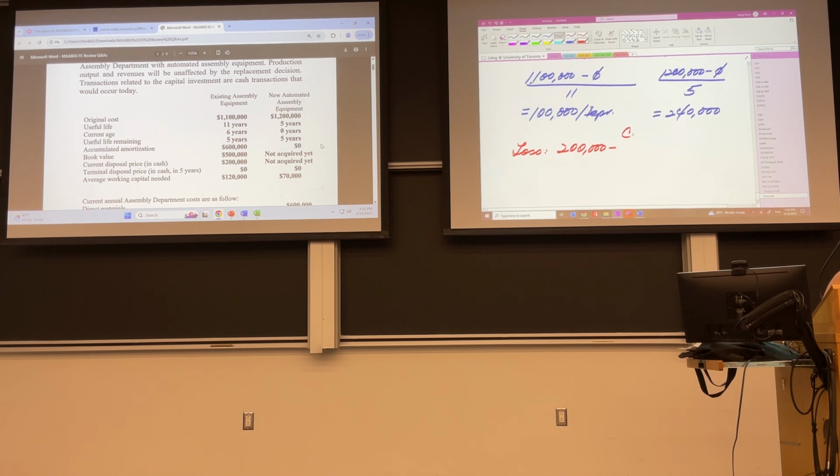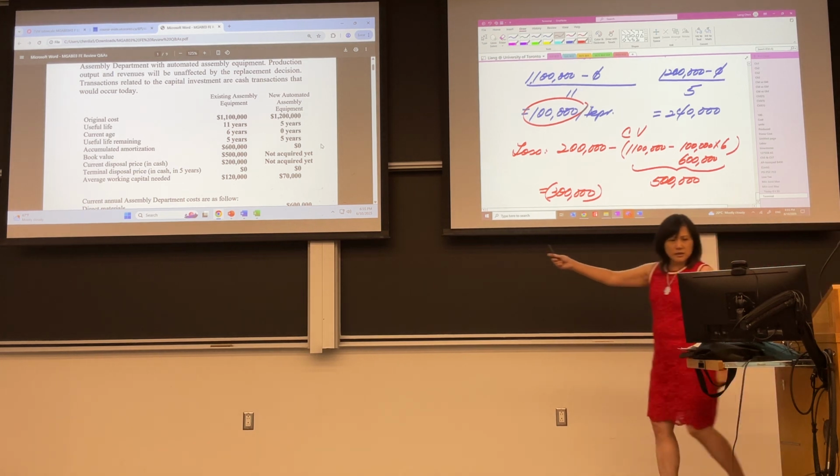But carrying value, 1.1 million. Each year, 100,000 amortization, how many years? 6 years, 600,000. So your carrying value is 500,000. You're going to lose out 300,000. This is the loss. Very important.